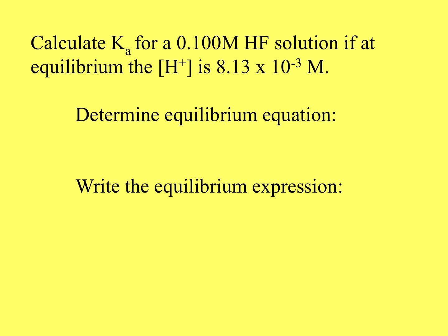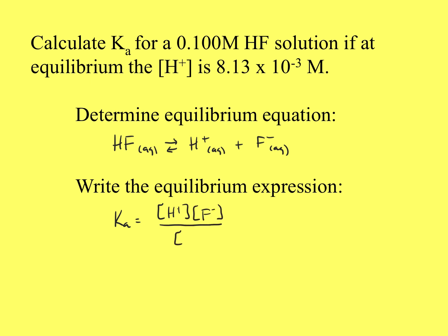Okay, the equilibrium equation will be HF aqueous dissociating into H plus aqueous plus F negative aqueous. And based on that, the equilibrium expression will be, of course, the products over the reactant. We're going to go ahead and use this information for the ICE table that's coming up right here.